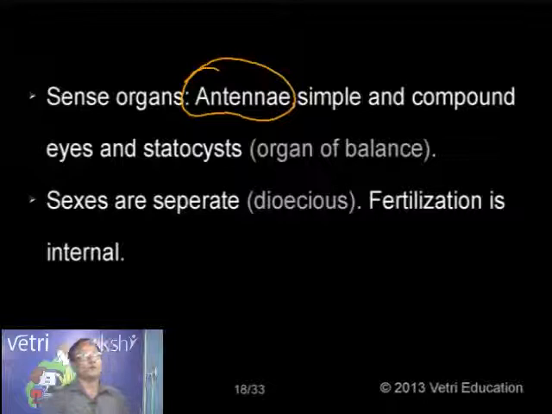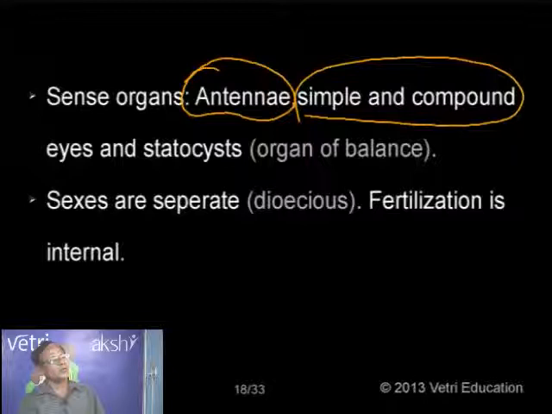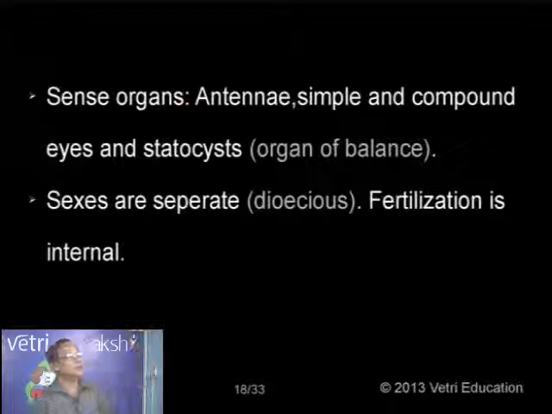And also we have simple and compound eyes. The simple eye is formed of only one unit. A compound eye is formed of many small simple units called ommatidia. The units of a compound eye are called ommatidia.